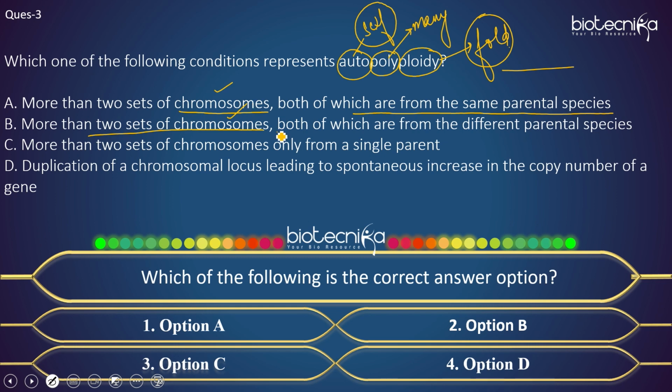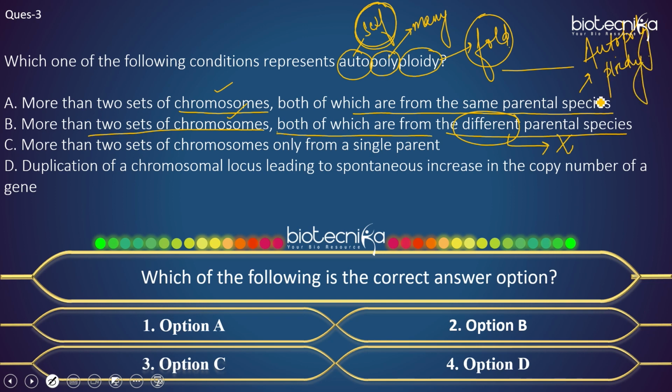But in the next statement, that is statement B, it is talking about both of which are coming from different parental species. This is not different parental species. This will be the same parental species because it is talking about auto. Auto means self. That means option A is representing the autopolyploidy condition. But what about statement B, which is talking about different parental species? Allo means different, meaning this condition is for allopolyploidy.